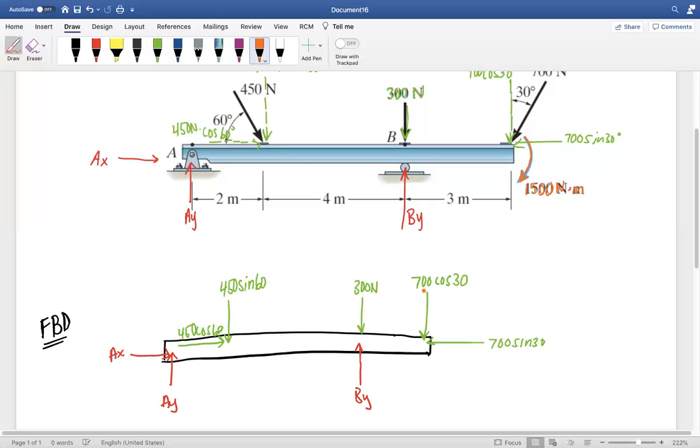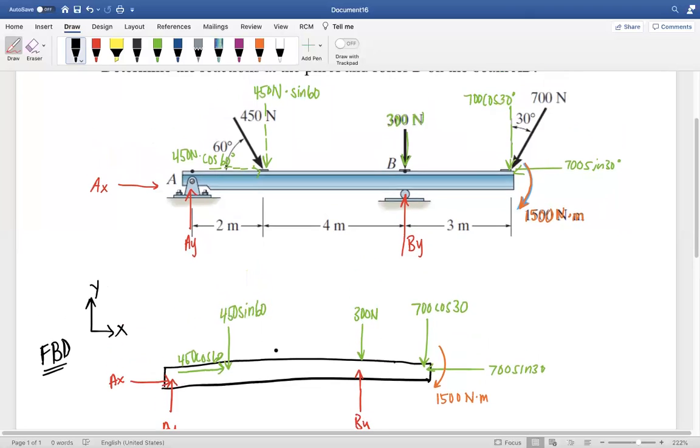And then we have our moment. You can't forget your moment because that's still a force. So then 1500 Newton meters. And then what else do we need? So we've got our forces labeled. We need our assumption for what's X and Y, or what we're calling positive. I usually tend to put up and to the right as positive, but that's a personal preference.